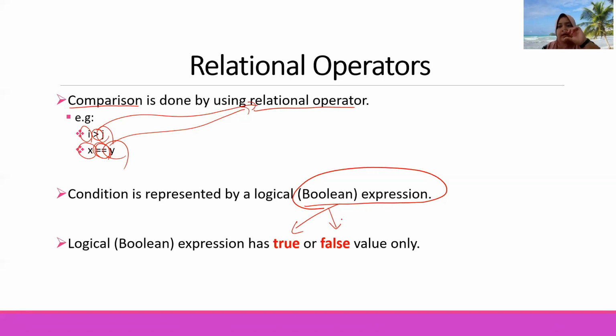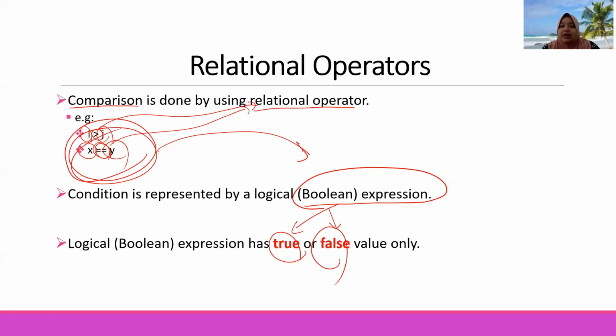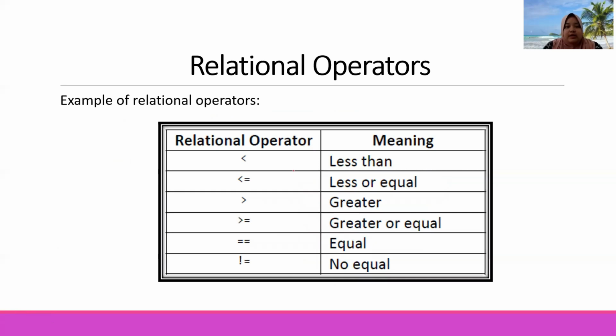Orang kata statement yang menggunakan relational operator, nilai akhirnya dia akan bagi awak sama ada true or false. Satu nilai saja, tak ada true and false. True or false, itu Boolean expression. So this statement, this expression, we call it as the Boolean expression. Okay? So this is an example of the relational operator.